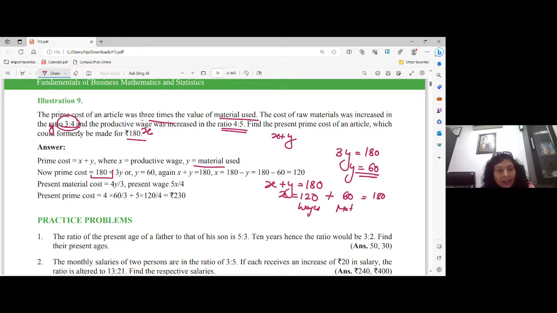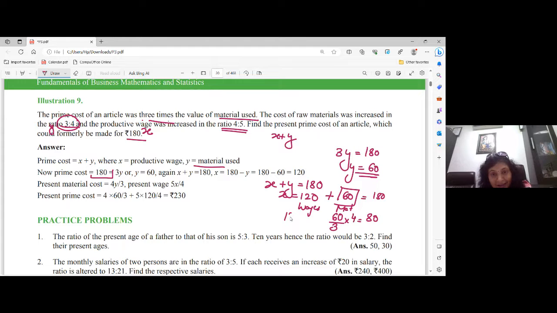Now this says that raw material was increased in the ratio 3 is to 4. So now the raw material is Y. So I told you this value represents the original. And now the material was increased in the ratio 3 is to 4. So original divided by 3 into 4, so this becomes 80 rupees.